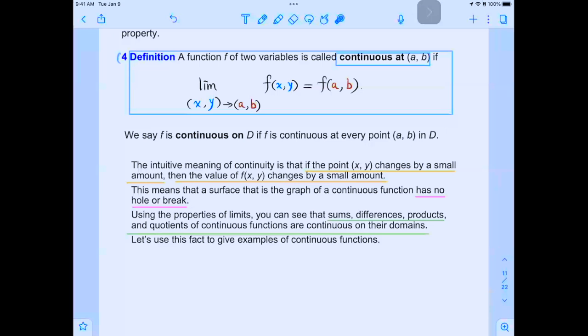Another one, you can use the sum law, difference law, product, and quotient law. And also you have continuous functions. A continuous function will be continuous on that domain. Okay. All those laws here for limits also hold for functions of two variables.